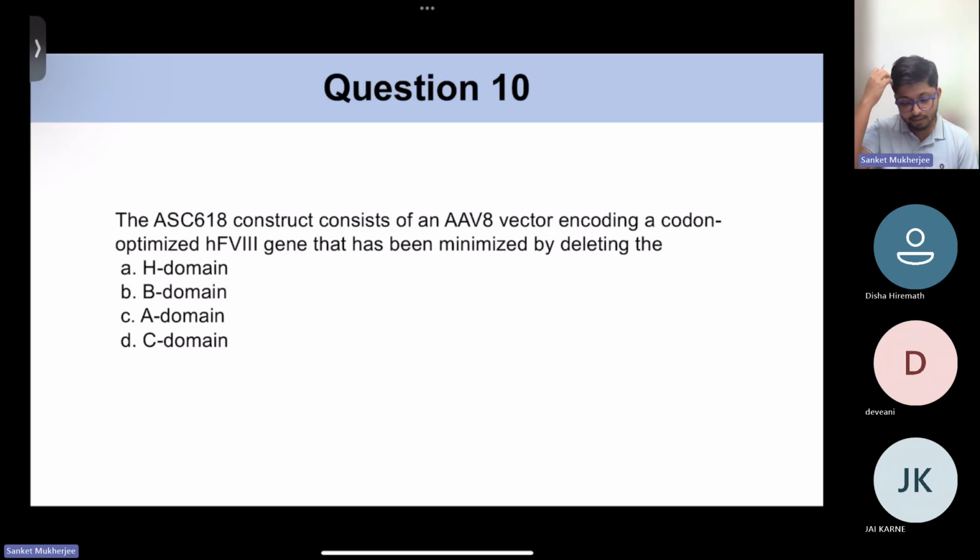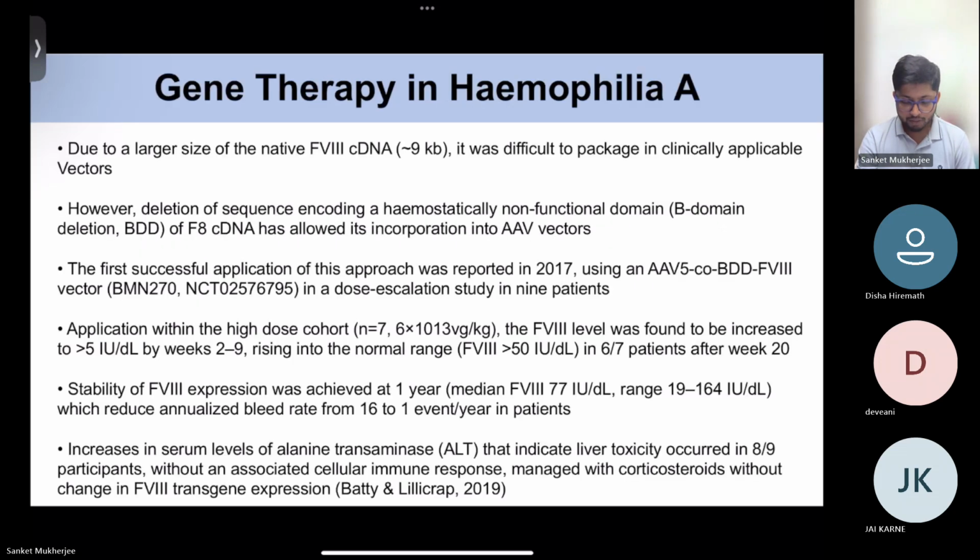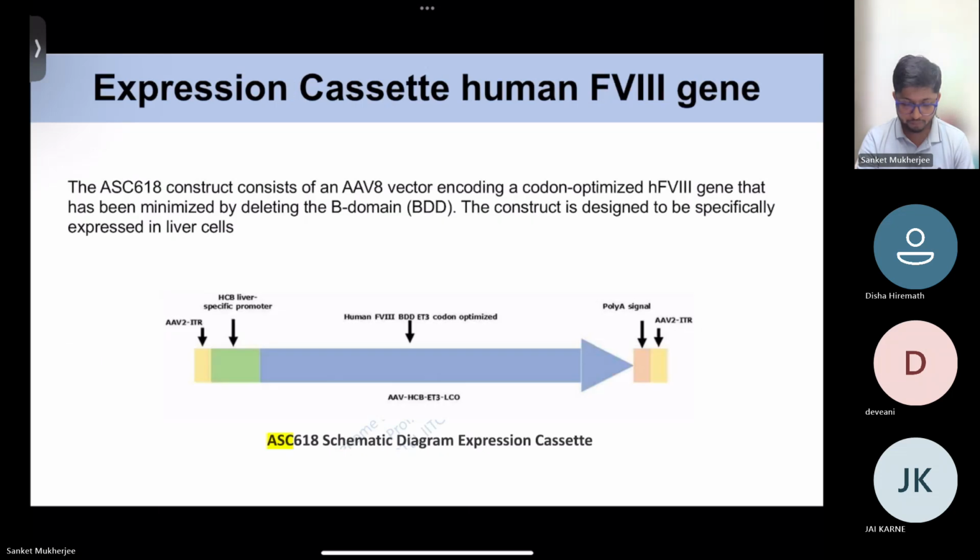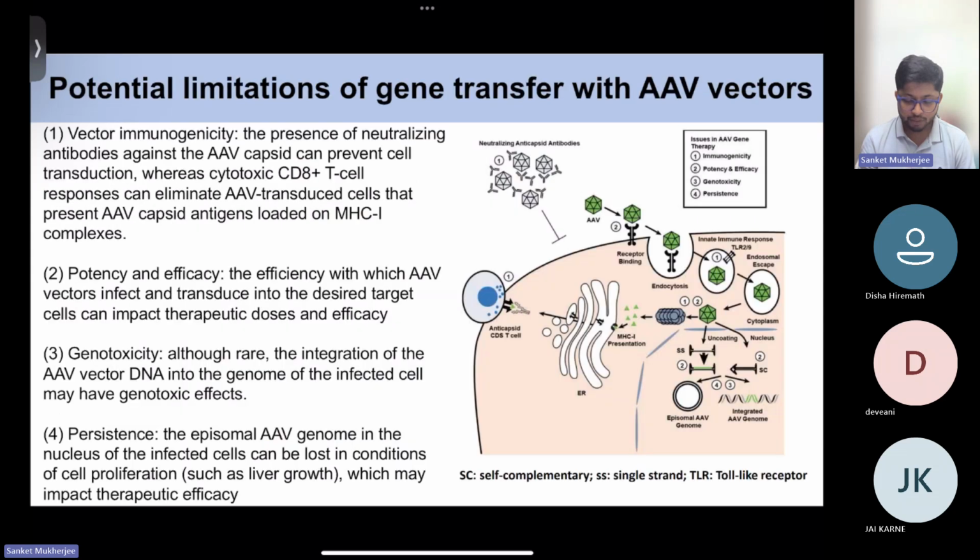The ASC618 construct consists of an adeno-associated viral vector, which encodes a codon-optimized human F8 gene that has been minimized by deleting the H domain, B domain, A domain, or C domain. Any answers? So the B domain is the one which has been deleted in this. You can read about the strategies.